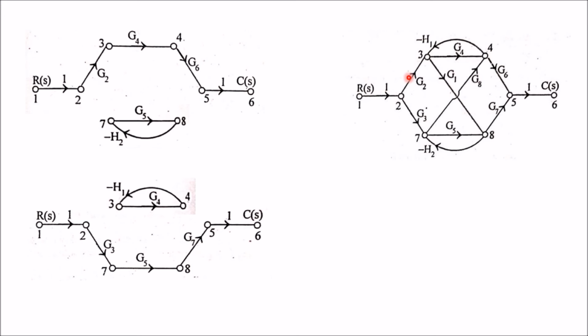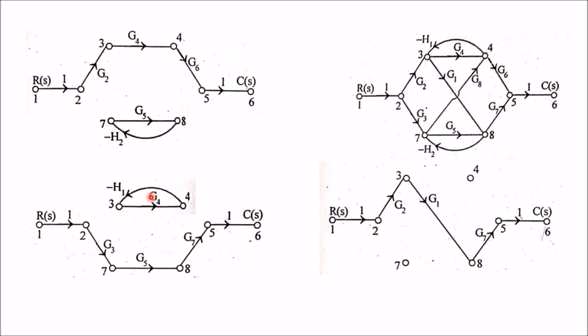But the third loop, this figure-8 kind of structure loop, is actually touching all forward paths. So I can find these 2 are non-touching loops. So for calculating del k, I can find del 1 and del 2, but from del 3 to del 6 I'll get 1, because all loops are touching the forward path.